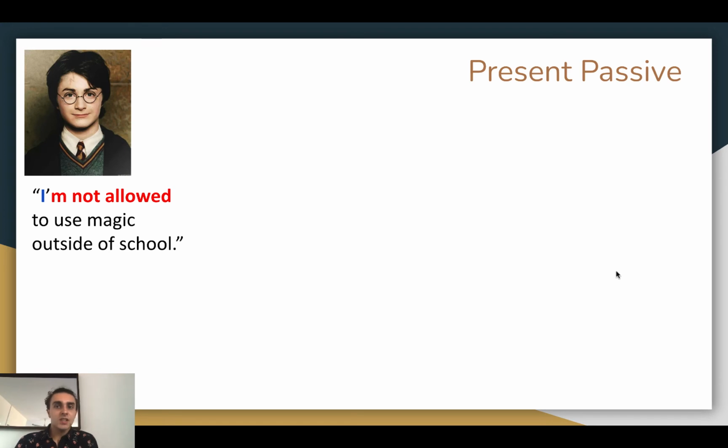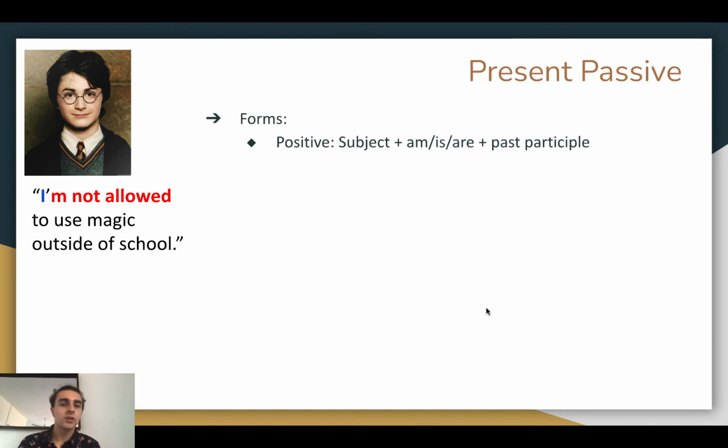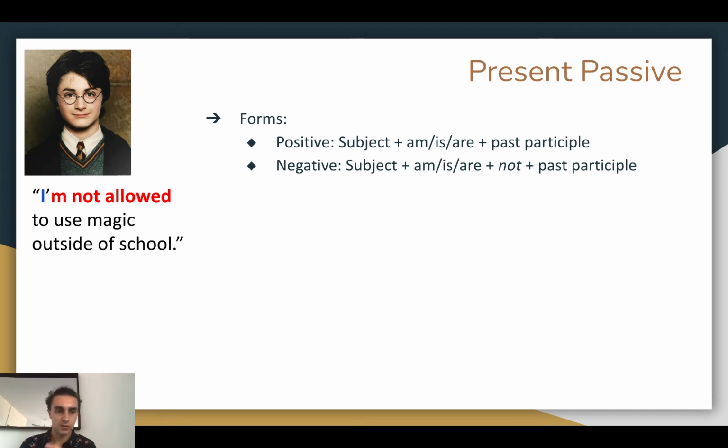Okay, so with the present passive, we see that Harry says, I'm not allowed to use magic outside of school. So here we notice, with the present passive, the positive is we have the subject plus am, is, or are, plus the past participle, right? So in the negative form, we see there's subject plus am, is, or are, plus not, plus the past participle.